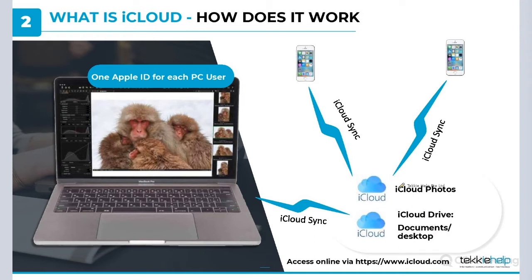So there are, if you like, two parts to the iCloud. There's iCloud Photos and there's iCloud Documents and Desktop, which is known as iCloud Drive. So you can actually choose to connect one or both of those and synchronize your phone to the iCloud.